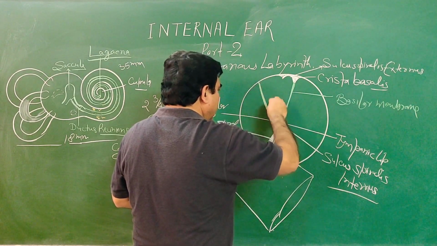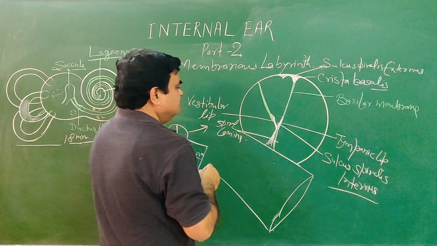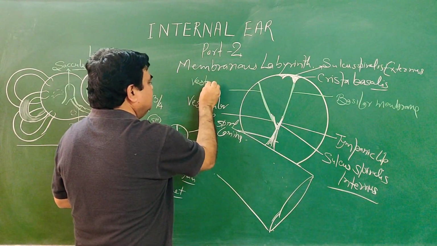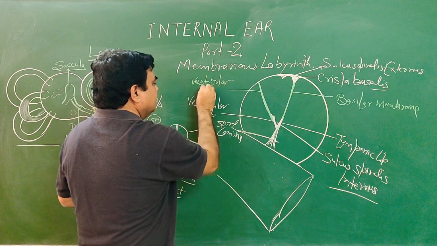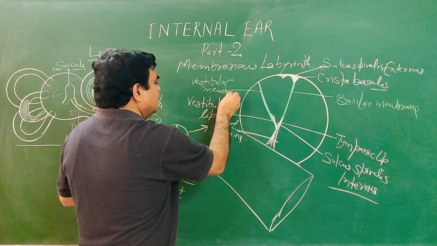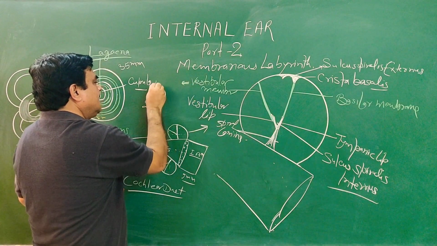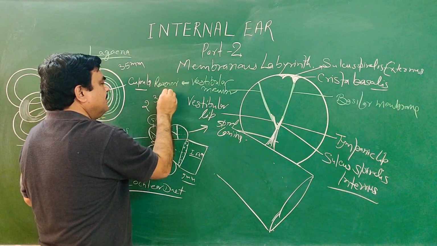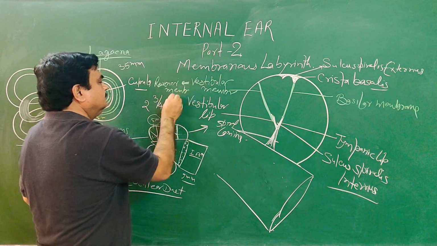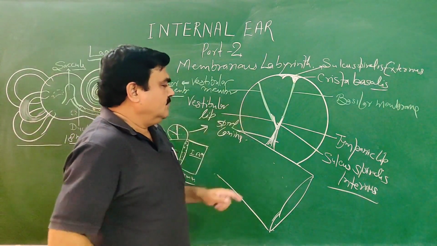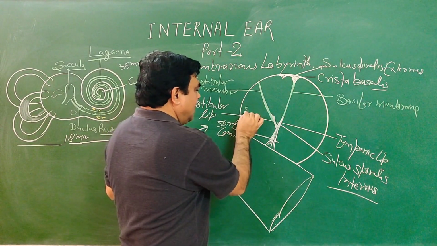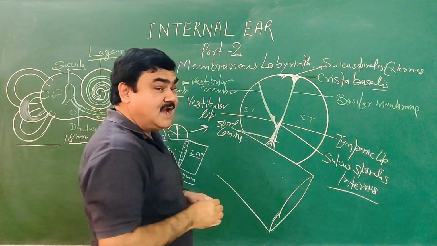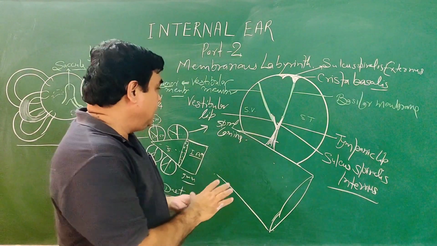this is the resonance membrane, or the vestibular membrane. This is the vestibular membrane, also known as the resonance membrane. So here this part is the scala vestibuli, scala tympani, and this is the scala media.